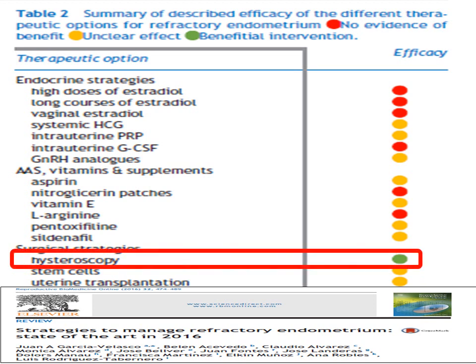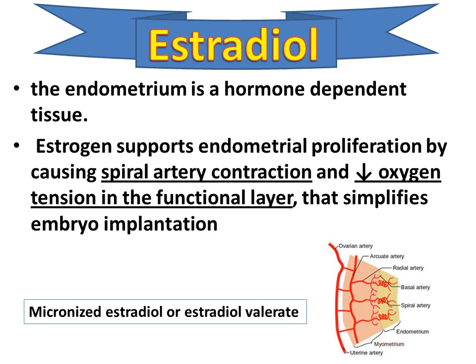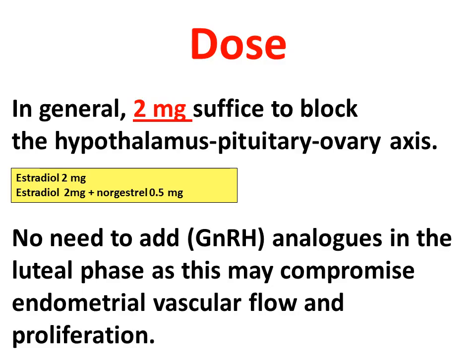So if we go into details for estradiol, logically it is a hormone for stimulation of endometrial proliferation, so it is a good line of treatment for the endometrium, but the evidence is not so strong to support its role in cases of thin endometrium. It causes spiral artery contractions and decreases oxygen tension in the functional zone and improves embryo implantation. We can use micronized estradiol or estradiol valerate. Usually we can prescribe estradiol as a single dose of 2 milligrams per day.